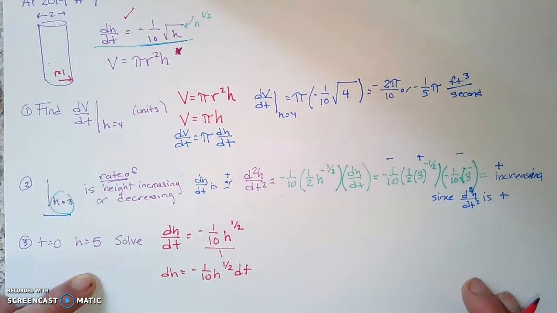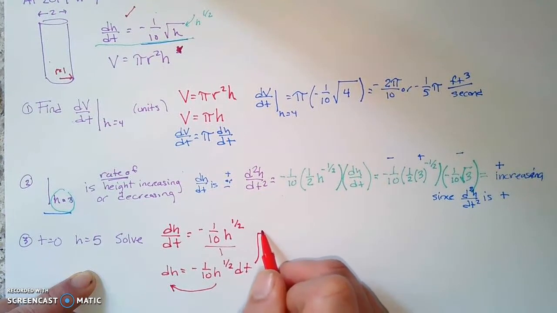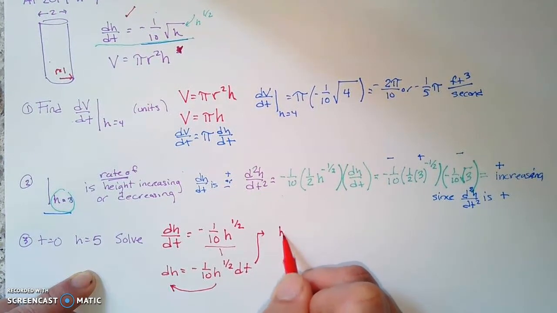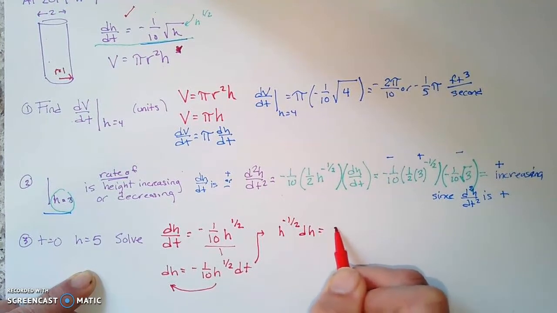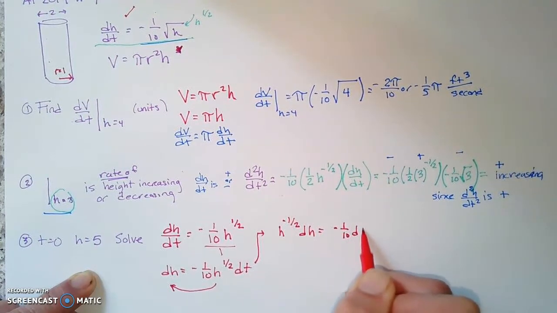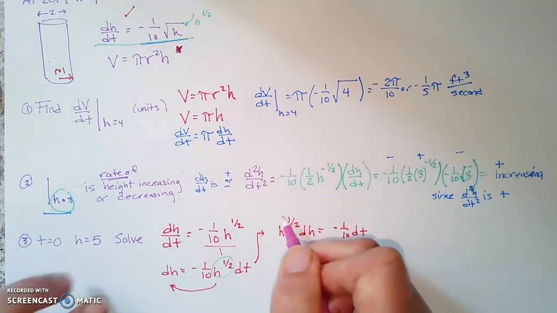Now, the only problem is I don't have the h's and dh's on one side. So I'm going to bring this over to the other side, just the h, and I'm going to end up with h to the negative 1/2 dh equals negative 1/10 dt. You could have brought the constant to the other side as well. Doesn't matter. The reason I did this the quick way was I know if it's h to the 1/2 power on this side, moving it to the other side makes it h to the negative 1/2 power. I've now separated. I'm now ready to integrate. I will integrate both sides.